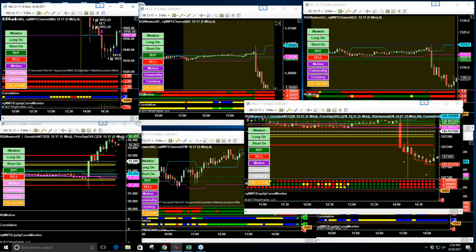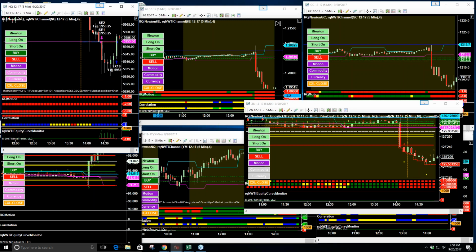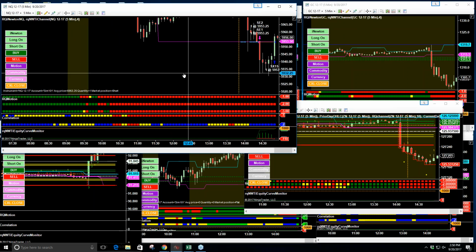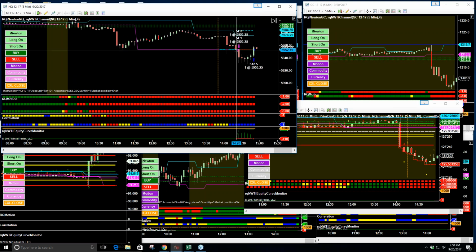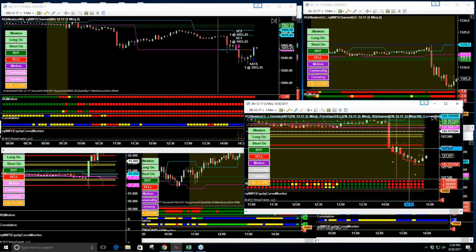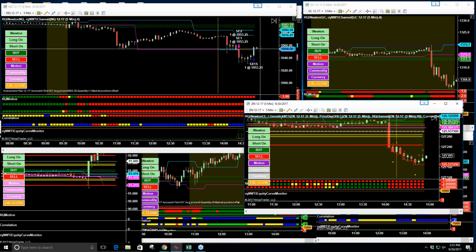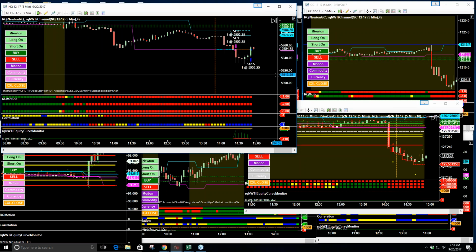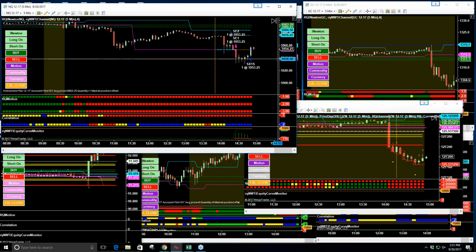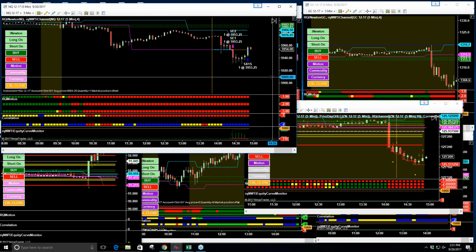Here it is. So here was the short. Ran down, went sideways, ran right back up, took us out. It's very possible that it prints another signal at a lower low. It could print another signal here also, but I'm not going to trade it. I don't think she's going to say much to spook the market. So I'm going to call it a day.